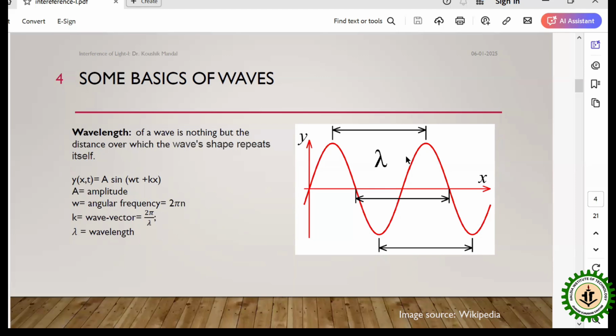So y(x,t) equals A sin(omega t plus kx), where omega is the angular frequency, and angular frequency is nothing but 2 pi n. n is the natural frequency. k is the wave vector. Wave vector is equal to 2 pi by lambda. Lambda is here the wavelength, and A is the amplitude, that is the maximum displacement along the y-axis.